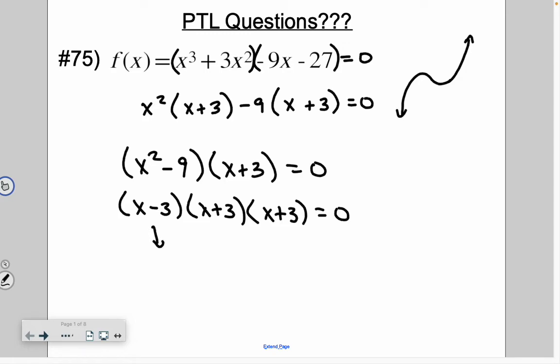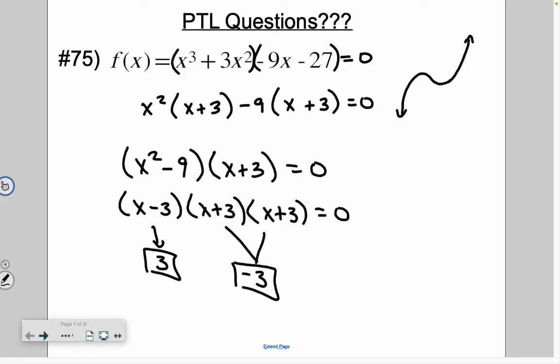So the first zero that we have is 3. And if you notice, we've got 2 of these x plus 3's, which means we really have negative 3 as one zero. But what's happening at negative 3 on the graph? Yeah, that's a double root, so it bounces off of the x-axis and goes back the other direction. A single root means it goes through the x-axis. A double root means it bounces off of the x-axis.